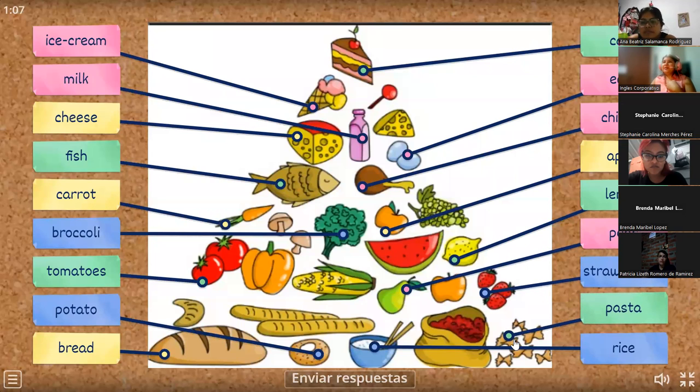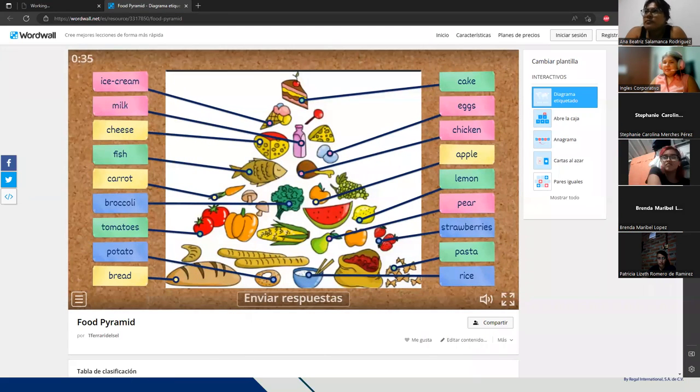Good. We have all of them. Okay. Did you know all of them? ¿Se los conocían todos? Yes. Okay, good. That will be very easy for you. If you didn't know some of them, si no se sabían algunos, write in your notebook the new vocabulary for you. Good.